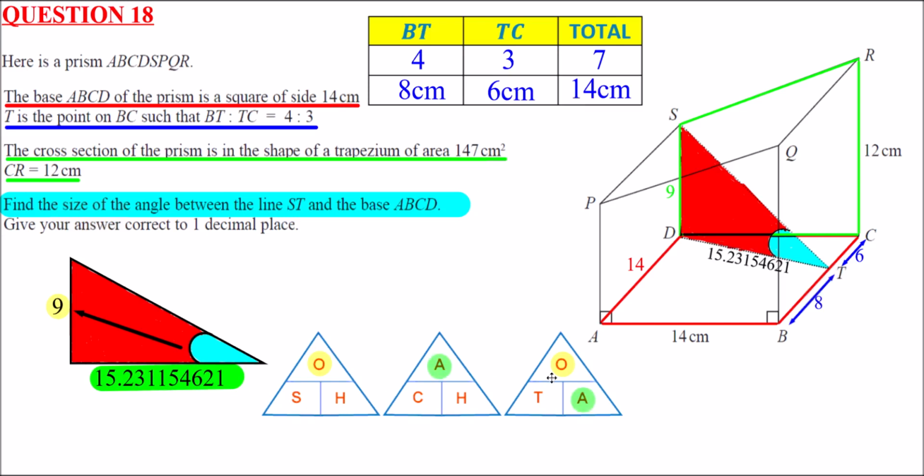Which one of the SOHCAHTOA triangles is most coloured in? Which one do we use, in other words? It's the TOA triangle, because you know both opposite and adjacent. And to find the angle, we're going to use either sin, cos, or tan minus 1, but because we're opting for the tan triangle, we're going to do tan minus 1 of opposite divided by adjacent. So the final calculation after all that legwork is that we need to do tan minus 1 of 9 over 15.23, and so on and so on.